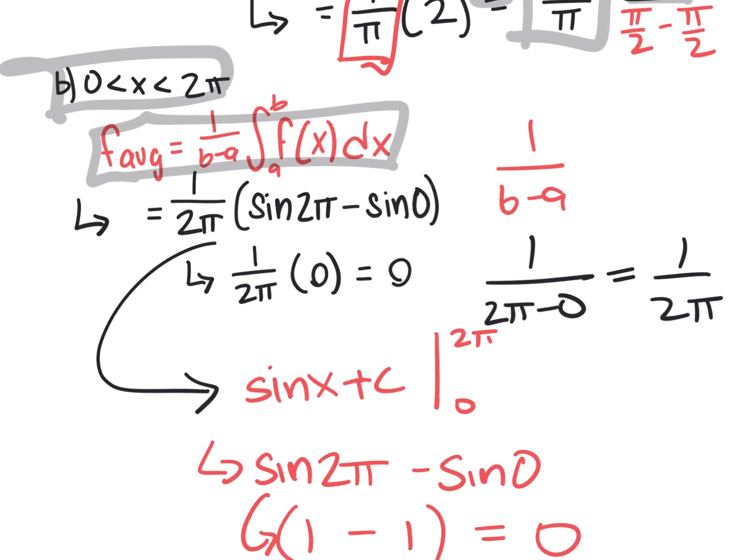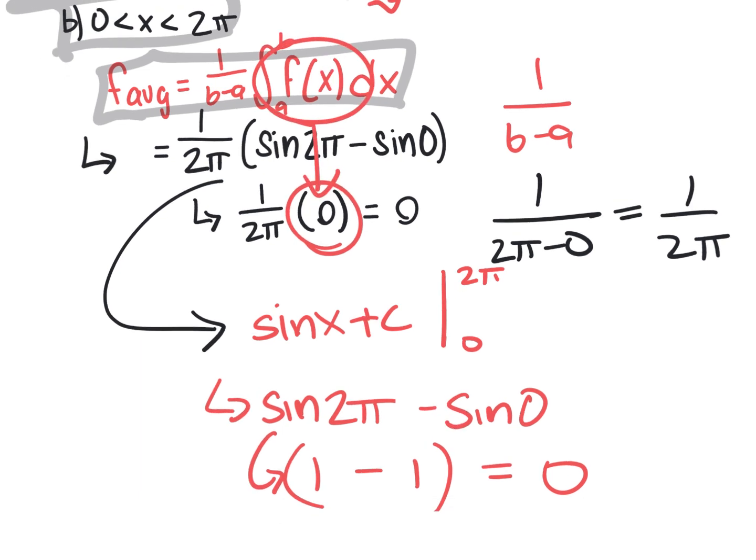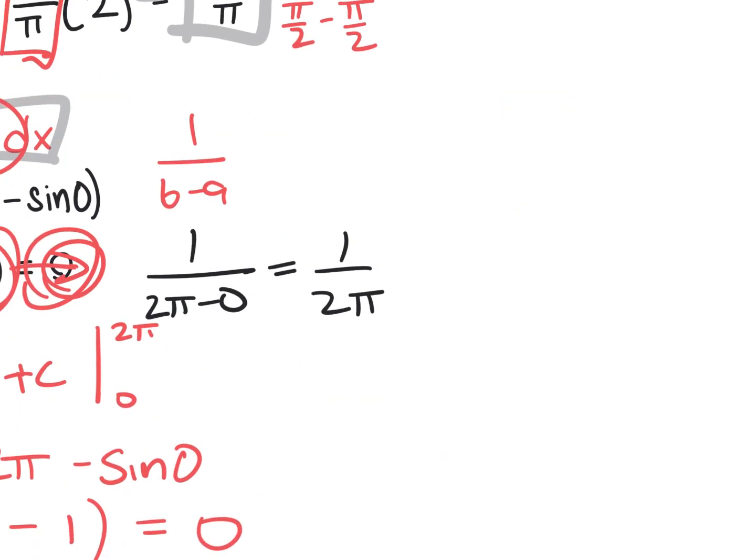So you plug it in here. Right here, you plug that in right there. And then we know anything times 0 is going to be 0. So 1 over 2 pi times 0 is going to be 0. And that is the answer. Thank you.